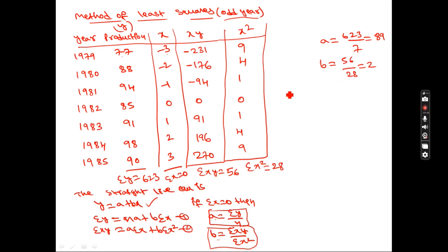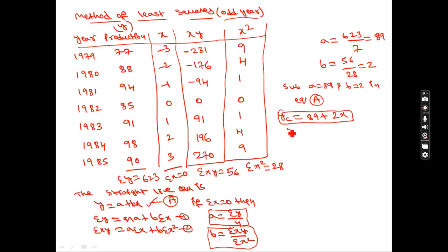So substitute these a and b values. Substitute a equal to 89. Okay, I am calling this equation A now. I am assuming a is 89 and b is equal to 2 in equation A. So now it will become the trend equation: YC is equal to a, a means 89, plus b, b means 2, into x. So this is nothing but your trend line equation.